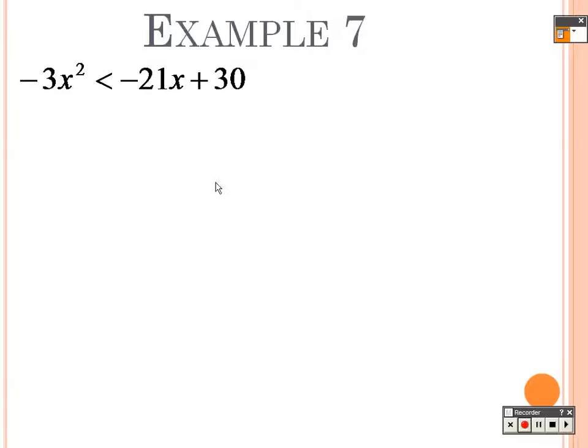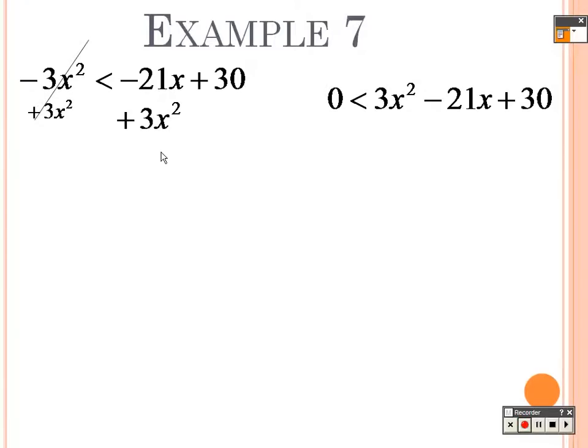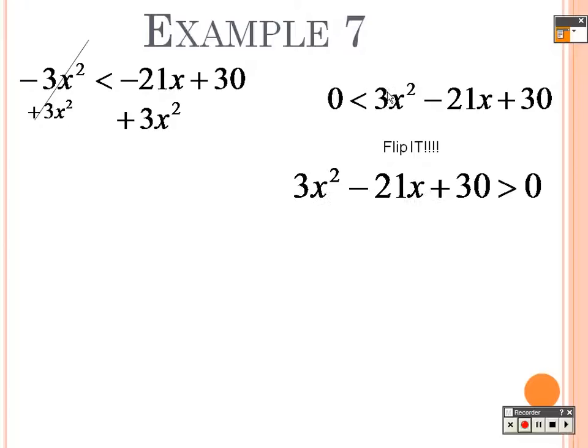Example 7. Let's get everything onto one side. So I'm going to add a 3x squared because, like I said, I like to make sure I have positive x squareds there. So I flip it because, remember, we always have our inequalities with it on the right-hand side. And that's how this works. We've got to make sure that the inequalities are on the right-hand side when we do this.